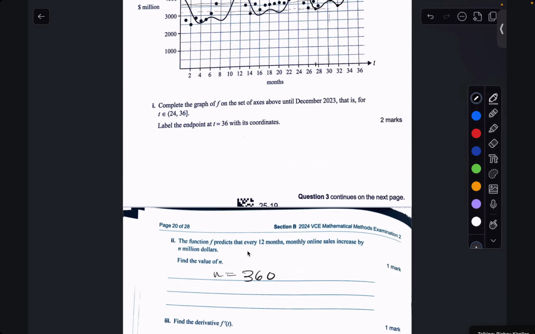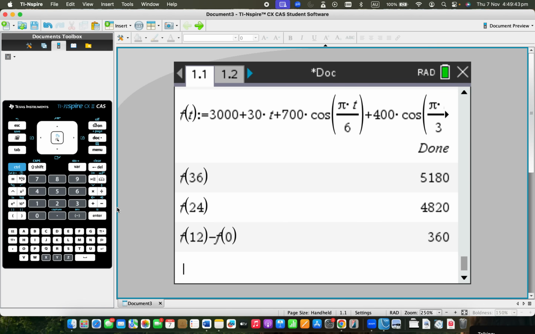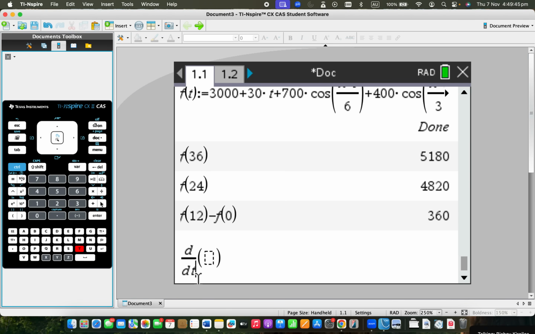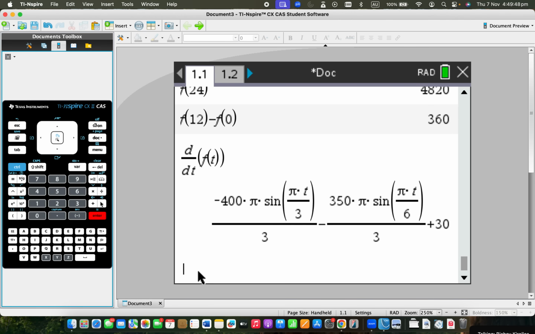Okay, find the derivative. So we'll just do shift minus t f of t, and the derivative is negative 400 pi sine pi t over 3 minus 350 pi sine pi t over 6, over 3 plus 30. Okay.